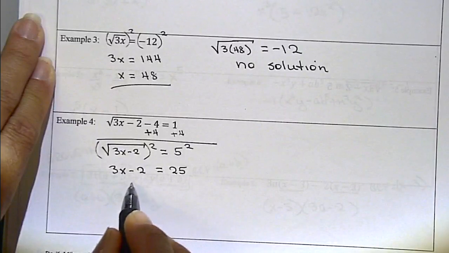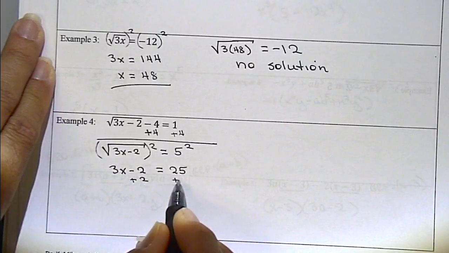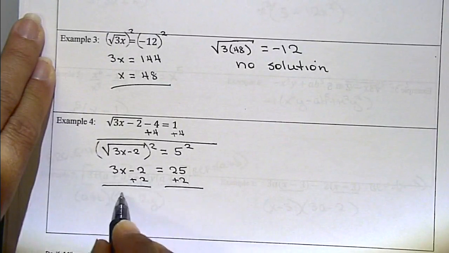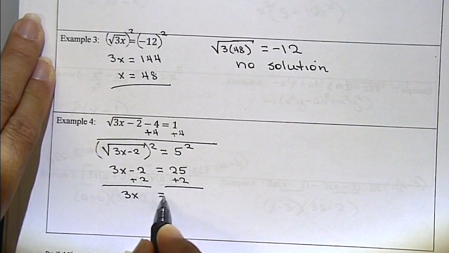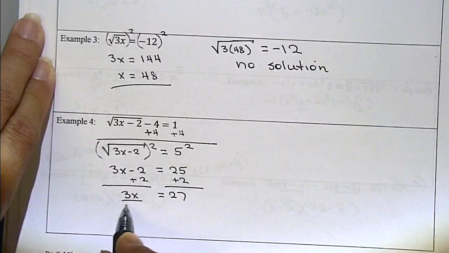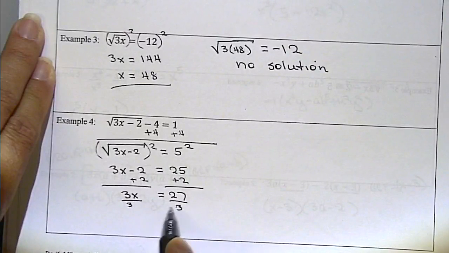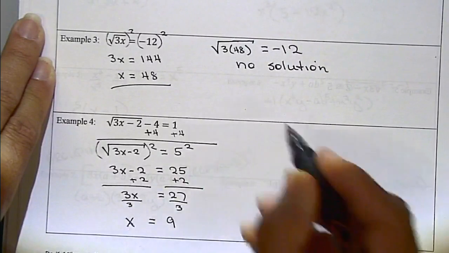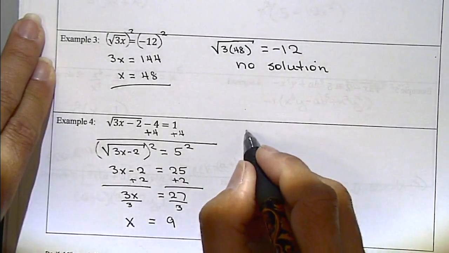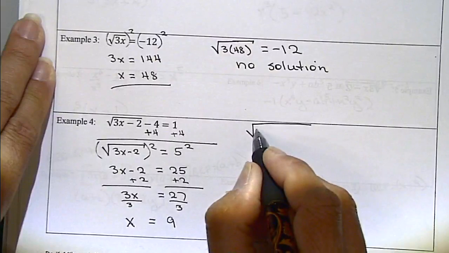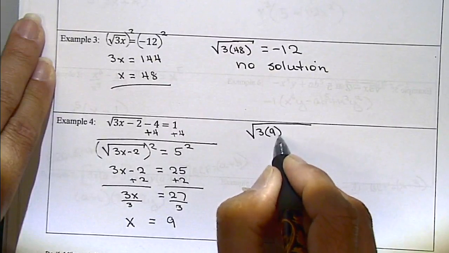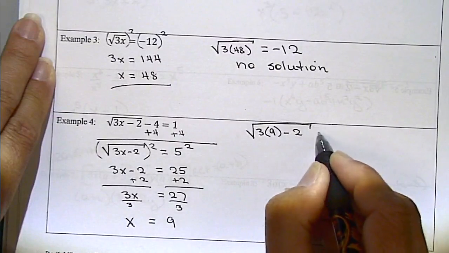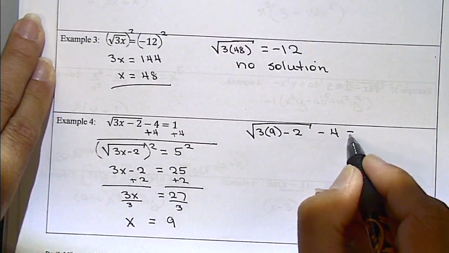I add 2 to both sides. I have 3x is equal to 27. I divide both sides by 3, and x is equal to 9. I plug it back in. 3 times 9 minus 2 is under the radical. Minus 4 is equal to 1.